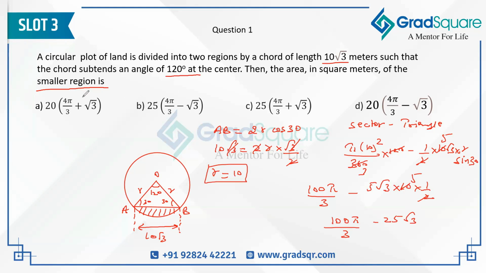Now, understand this thing, that you have a 4 pi by 3 inside the bracket in each of the options. So that gives you an idea that I'll get a 4 pi by 3 if I take 25 common. So if I take 25 common, it's going to be 4 pi by 3 minus root 3 that we are looking at. So the answer to this question turns out to be option B, 25 times of 4 pi by 3 minus root 3.